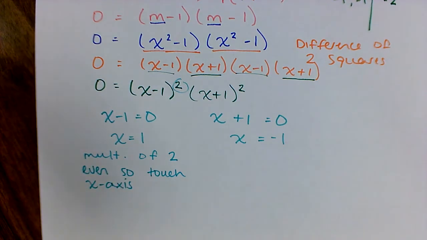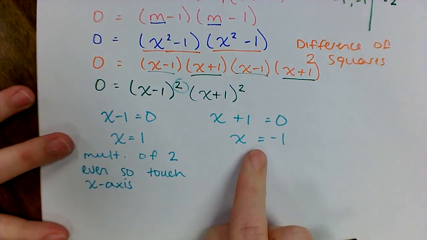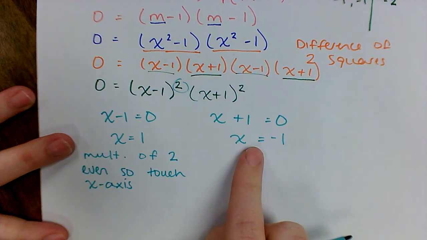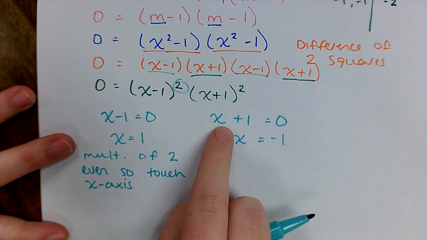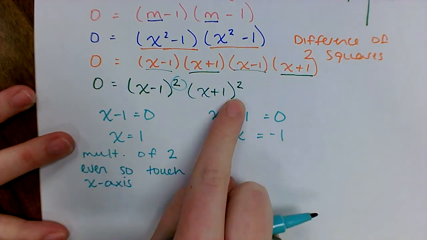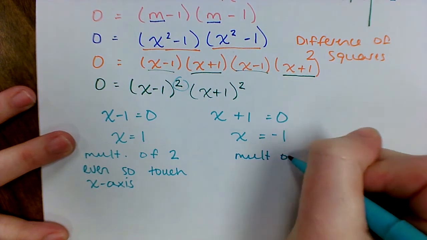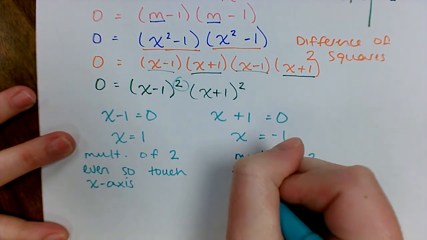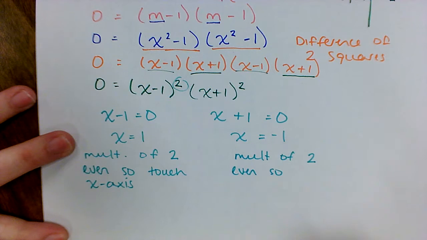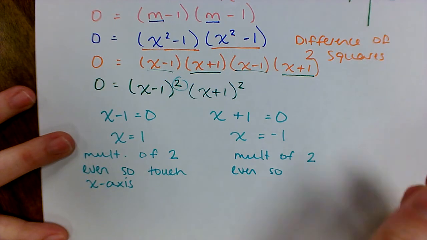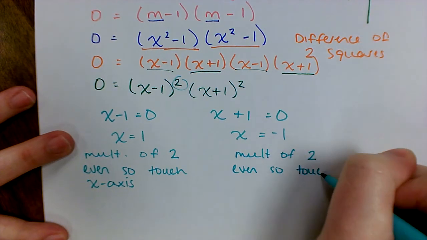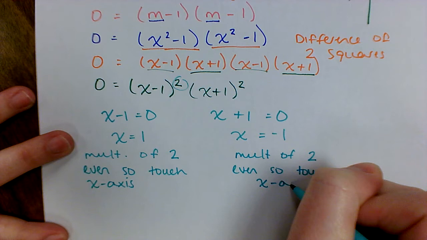Now over here at x equals negative 1. What's my multiplicity of x equals negative 1? How many times would I get it? How many times would I get x plus 1? Well, I had x plus 1 twice, so that means I have a multiplicity of 2 here as well, which again is even. So even multiplicity does what? Touches the x-axis.